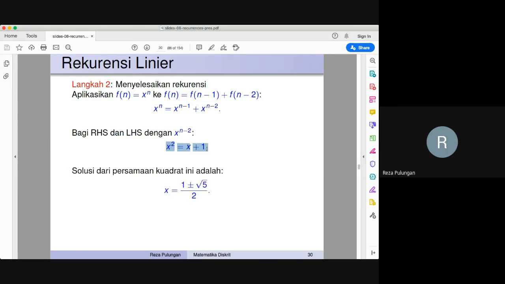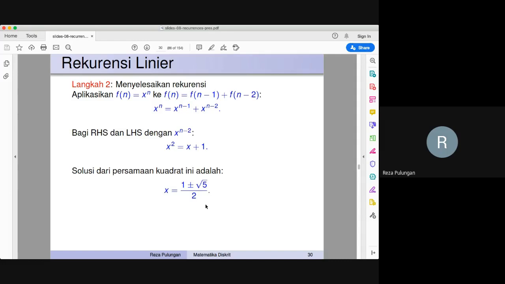Well, how do we find the root? You know how to find the root of a quadratic equation, basically by using the ABC formula. x1 is equal to (1 plus the square root of 5) divided by 2. x2 is equal to (1 minus the square root of 5) divided by 2. So we have a problem right now.